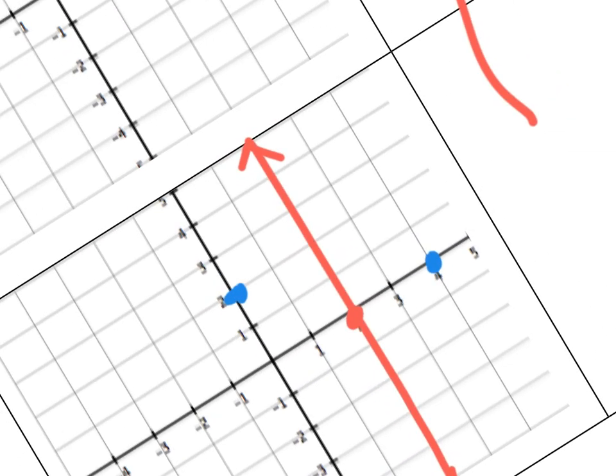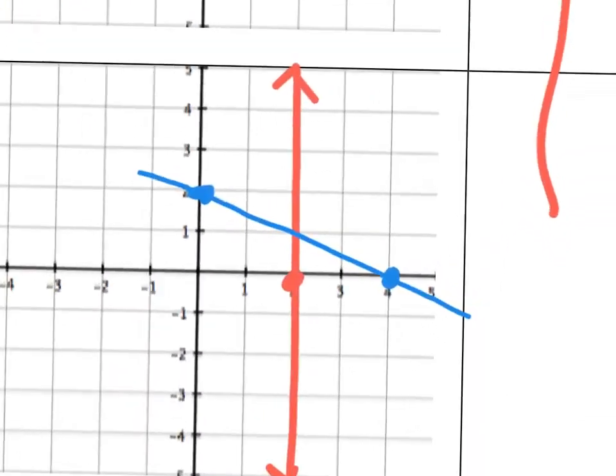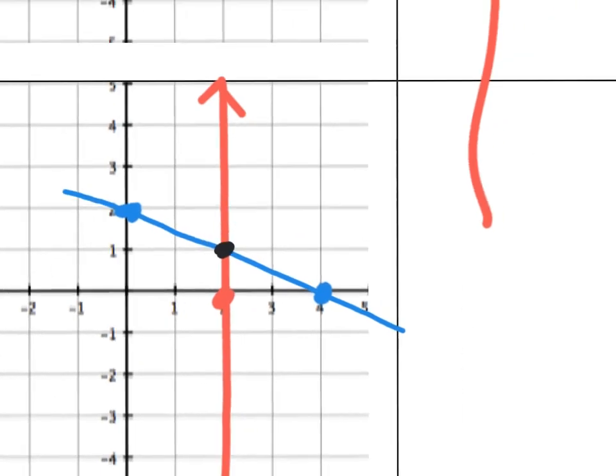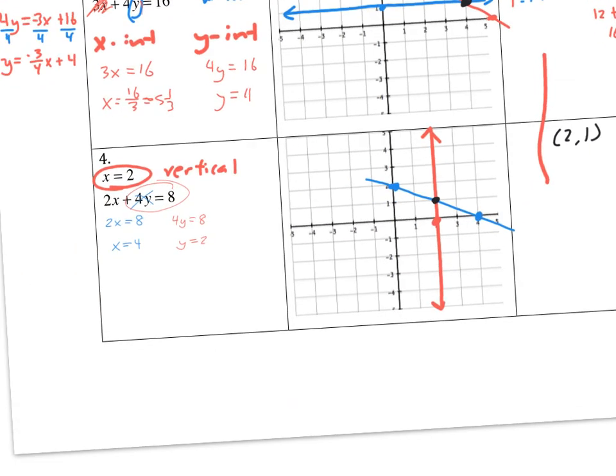And when we connect the dots, we get this back here. Now notice that's kind of an ugly line, so I'm going to clean it up a little bit and try to make it as straight as possible. And notice this is where the estimation part comes in. We estimate that it crosses at this point right here, which is 2, 1. 2, 1. And the only way for us to check it is to put it in here.